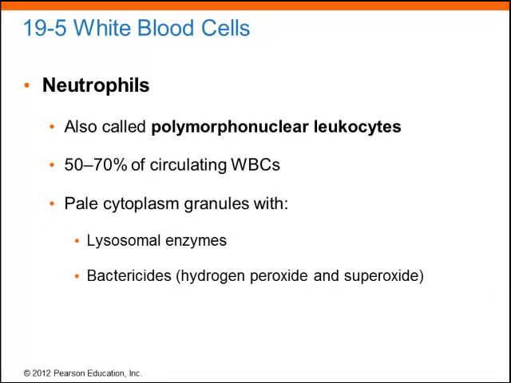Neutrophils are also called polymorphonuclear leukocytes, or PMNs for short. Poly means many, morpho is shape, nuclear is nucleus, and they're called this because the nucleus can take so many different shapes. They are the most abundant kind of white cell in the blood, 50 to 70% of your circulating white blood cells.